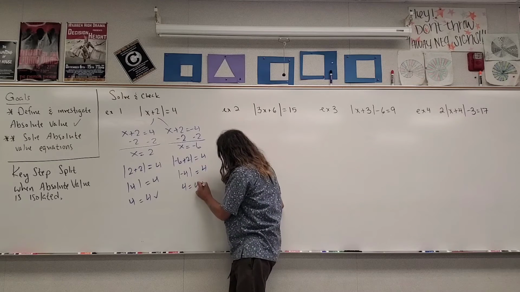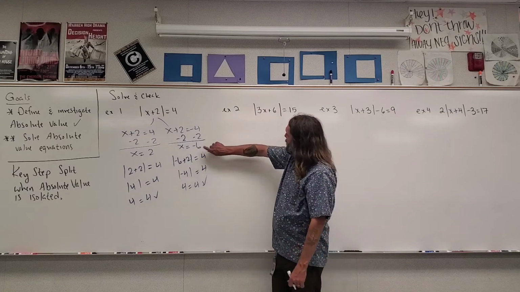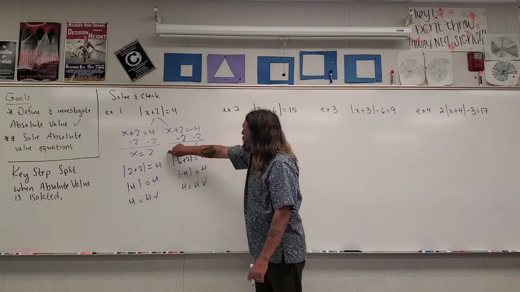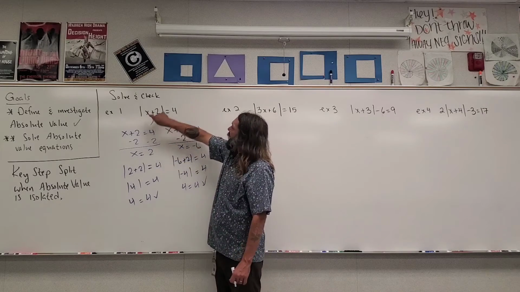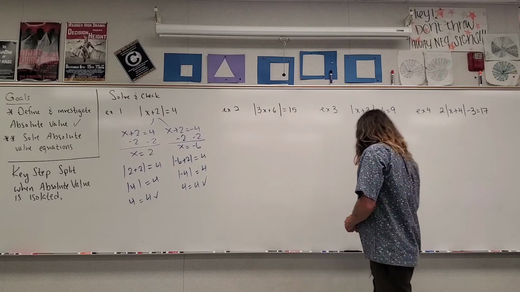So again, I get a true statement, and that means that my solutions are negative 6 and 2, because these numbers make this expression have a distance from 0 that's 4. All right, example number 2.